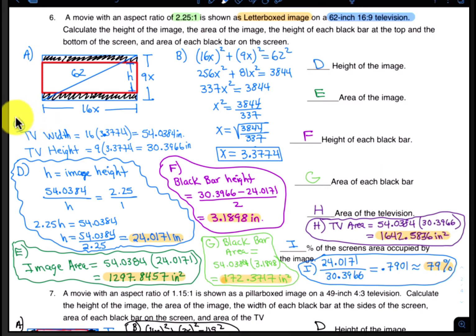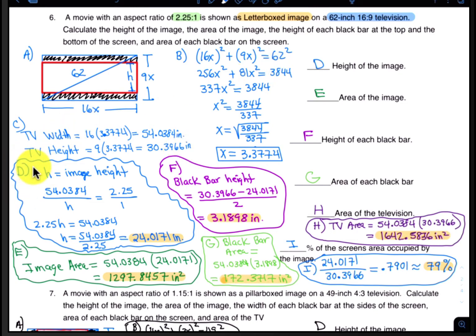Now we go to section C. We can find the television width because the television width is 16 times x, which is 16 times 3.3774, and that comes out to be 54.0384. That is the width of the entire television screen. We can also find the TV's height, which is 9 times x, or 9 times 3.3774, which comes out to be 30.3966 inches.